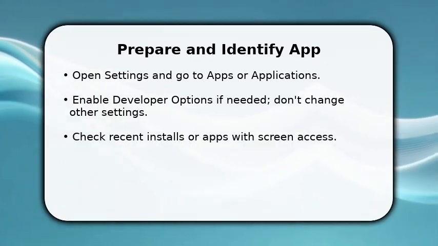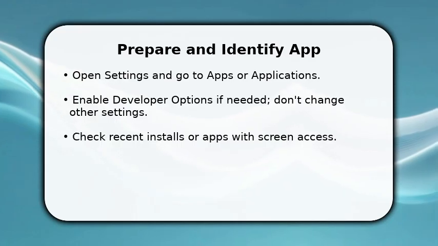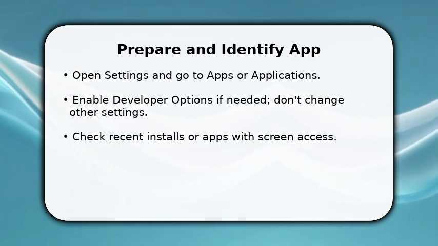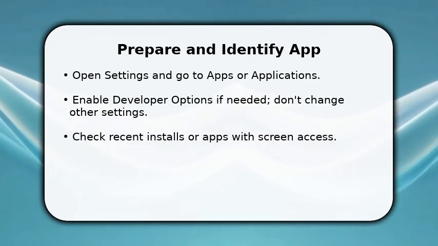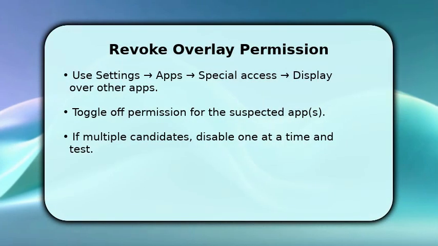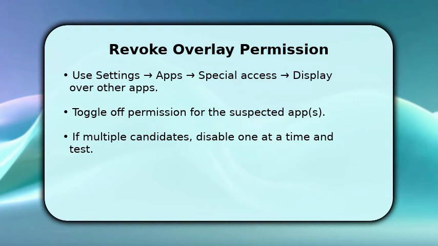Make sure developer options are enabled only to view running services, not to change unknown items. This gets you to the first actionable step. Find the app that can draw over. You now revoke the overlay permission for the suspect apps.